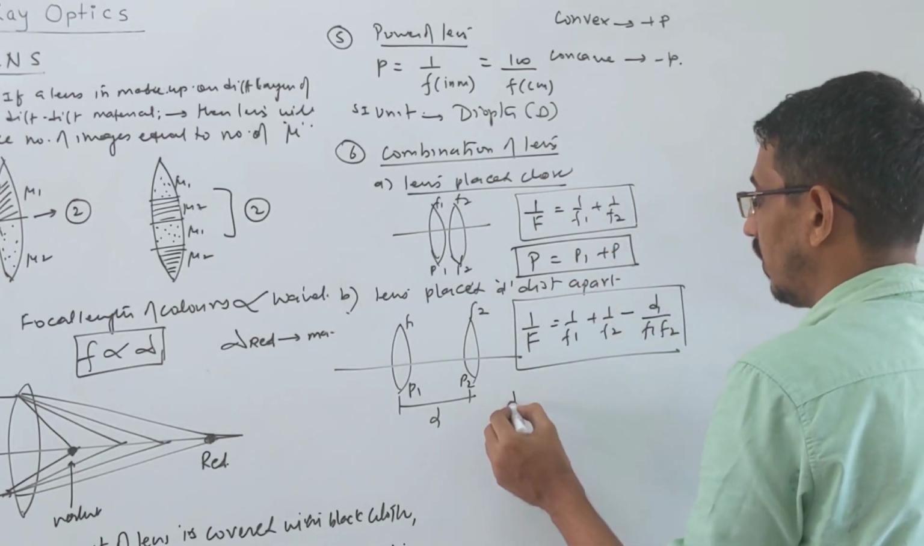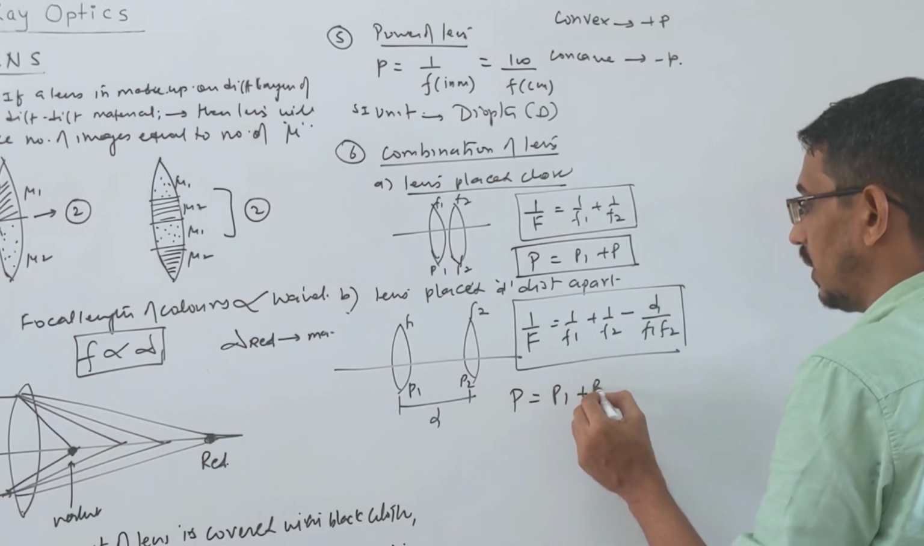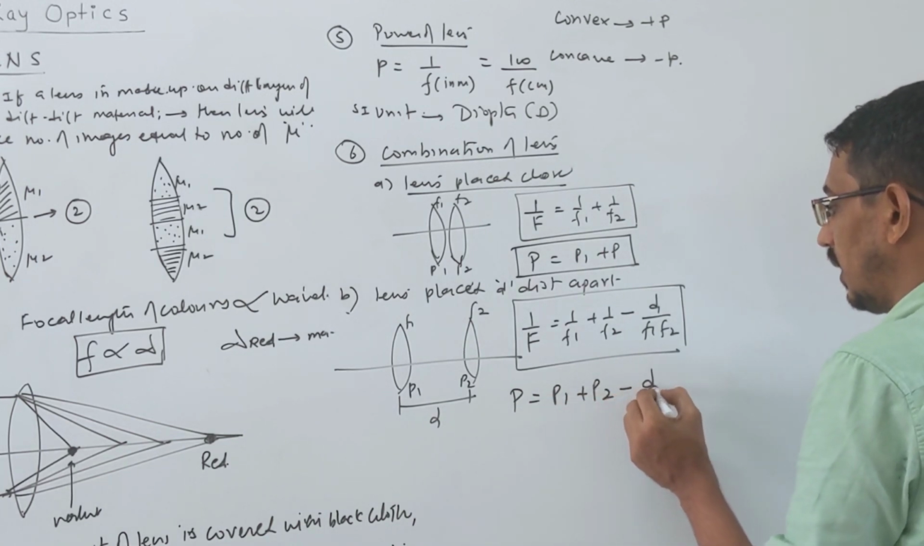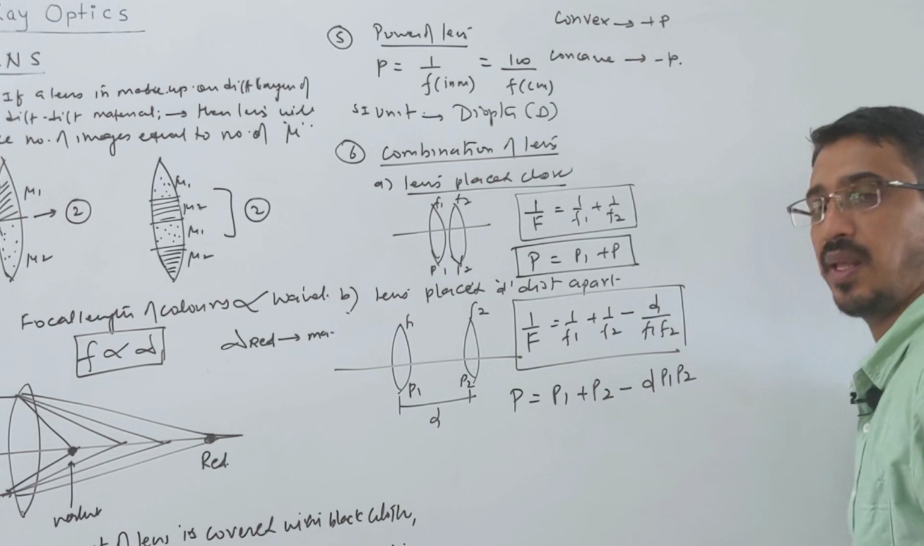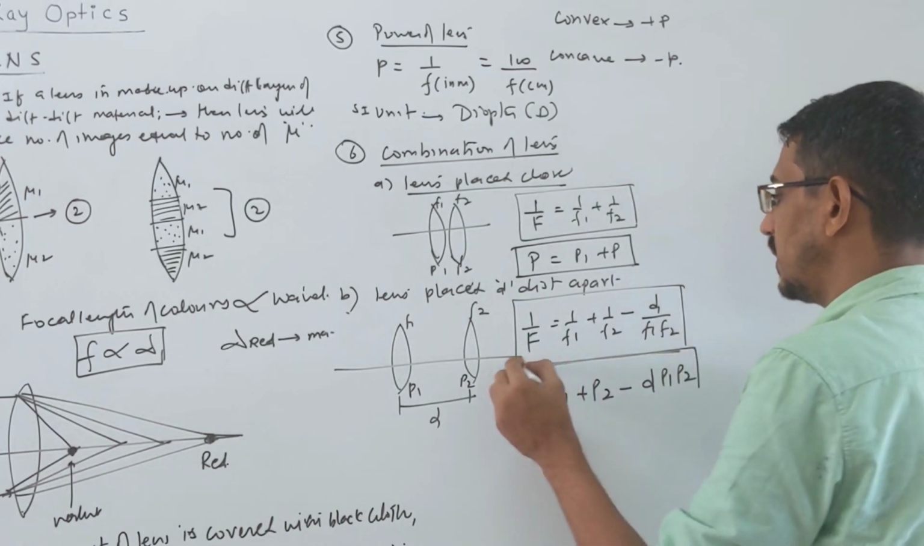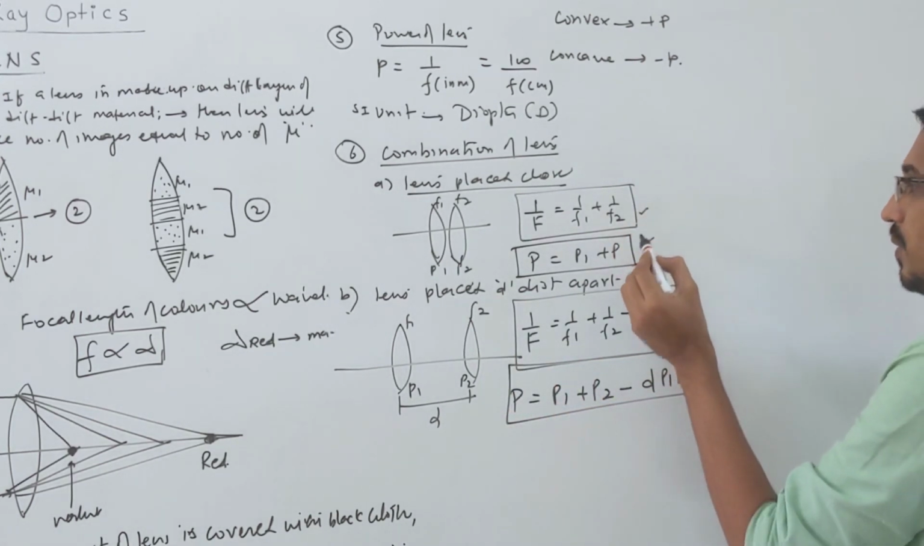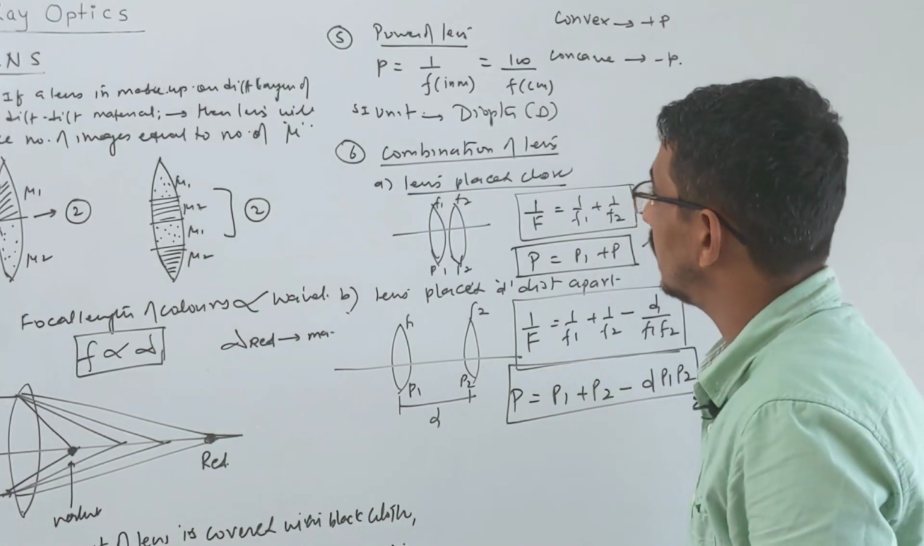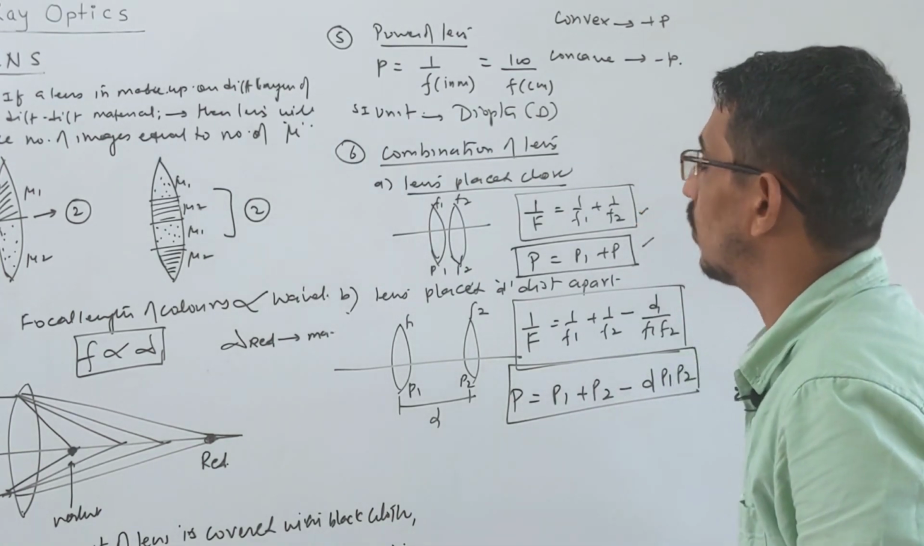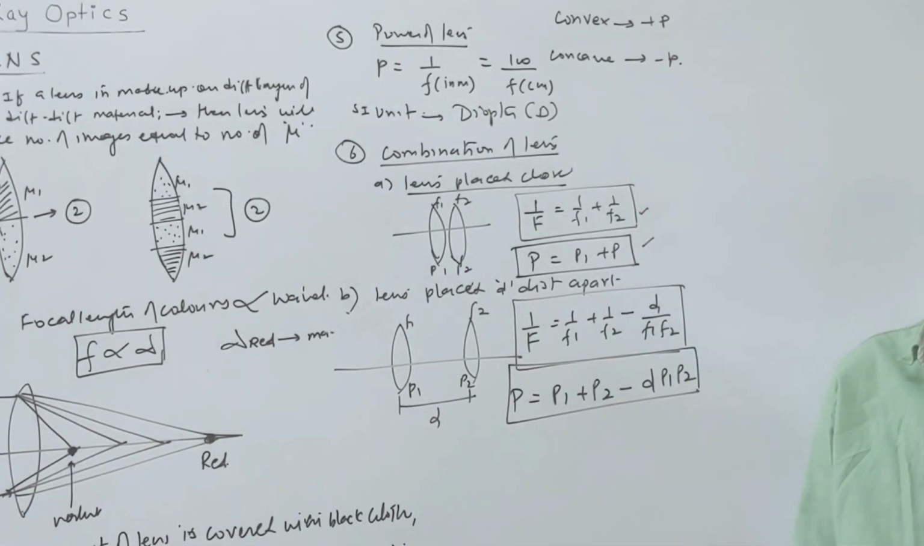Same way, power will also change. What is the power formula? Power P is P1 plus P2 minus d times P1 P2. Like this will come. But rarely we have to use this type of formula. Maximum time we'll use the earlier one only. Okay, yes. This is the combination of lenses, the net focal length if we are combining.